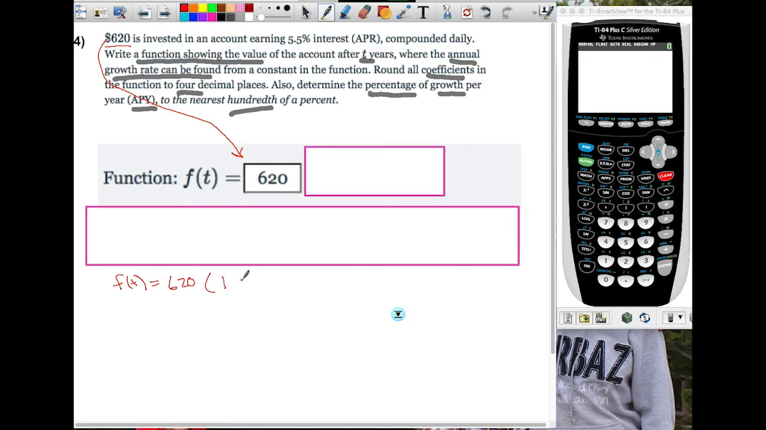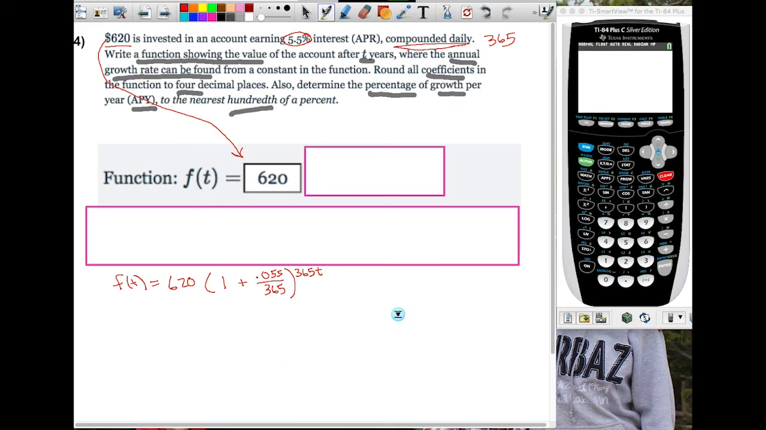It's 1 plus, we're going to take this percentage right here. We're going to convert it to a decimal, 0.055. We're going to divide it by this number, 365. So if it says daily, that's 365 times. And then my exponent is 365 multiplied by t.